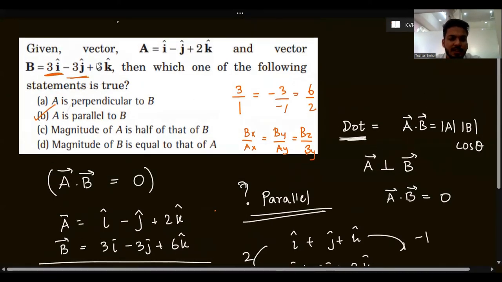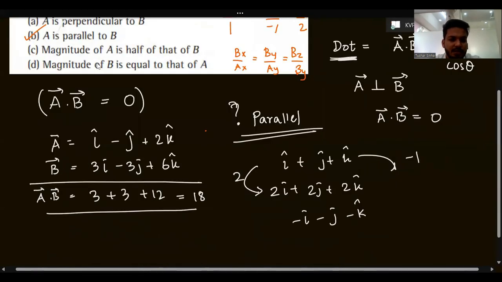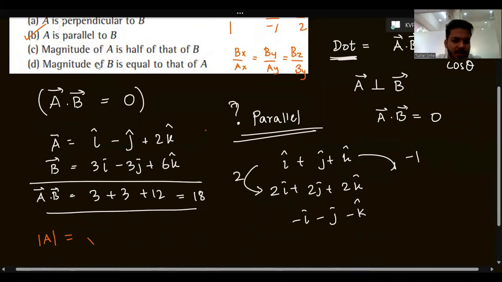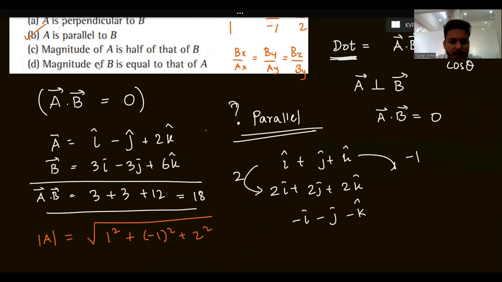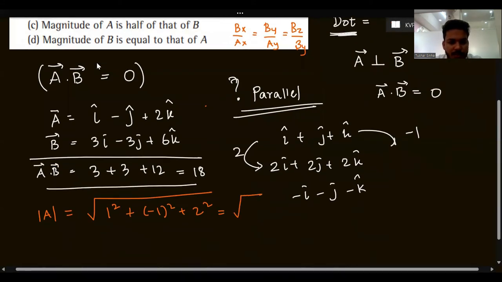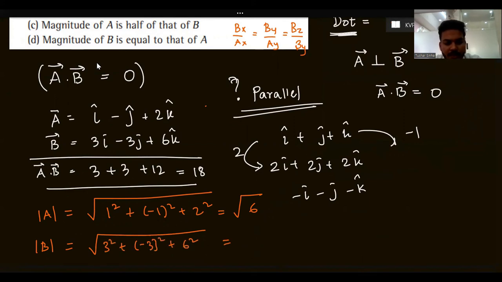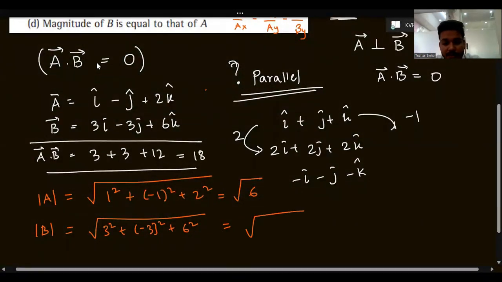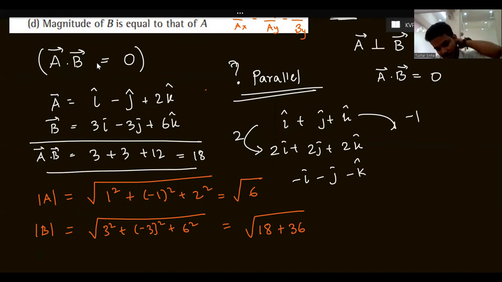We can also check the magnitudes here. The magnitude of A would be under root 1 square plus (-1) square plus 2 square, which is under root of 1 plus 1 plus 4, that is under root of 6. The magnitude of B, on the other hand, is under root 3 square plus (-3) square plus 6 square. That would mean under root of 9 plus 9, that is 18, plus 36. That makes it how much?